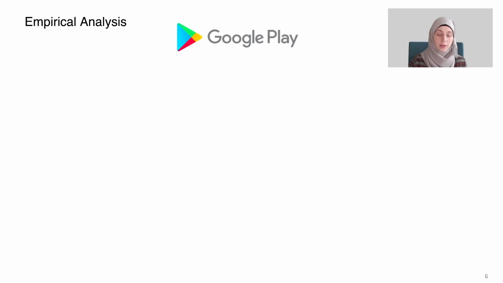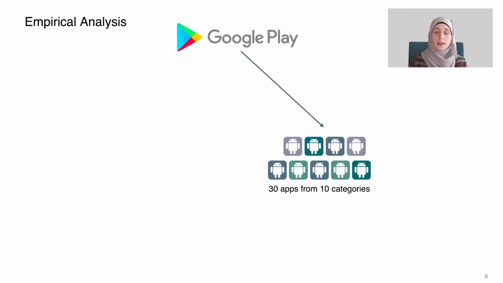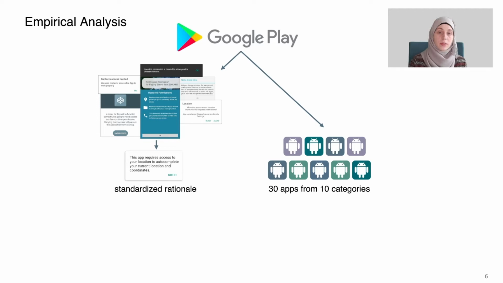To provide a valid foundation for our user study, we conducted an empirical analysis on the top apps on Google Play to understand how developers currently request permissions and how they phrase their rationales. Based on this analysis, we selected 30 apps for the user study, and we created a standardized rationale design that was used throughout the study.